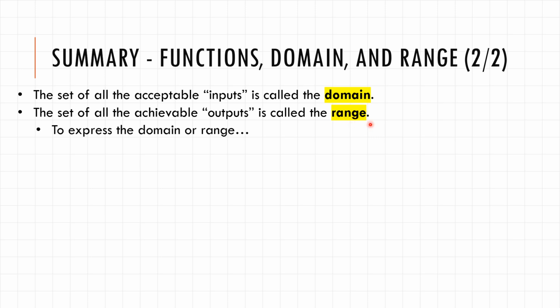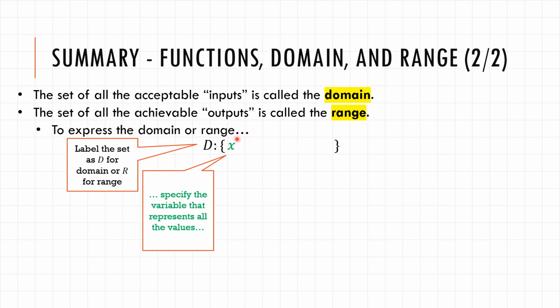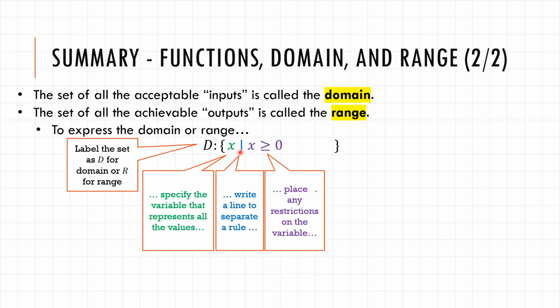And if we want to express the domain and range, we do it like this. We put curly brackets, and we can label the set as D for domain or R for range. We specify a variable that could represent all of the values contained in here if they're too big to write out one at a time. We put a straight line to say that we're now separating a rule. Right after that, you might place any restrictions on the variable. So you might say, okay, it has to be greater than or equal to 0.